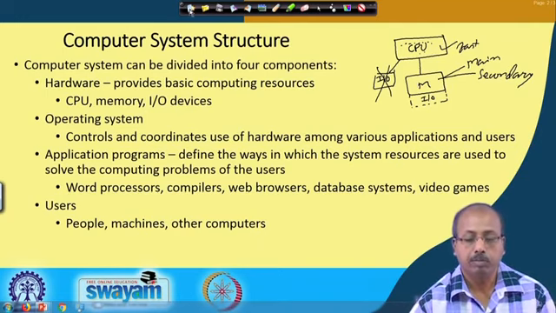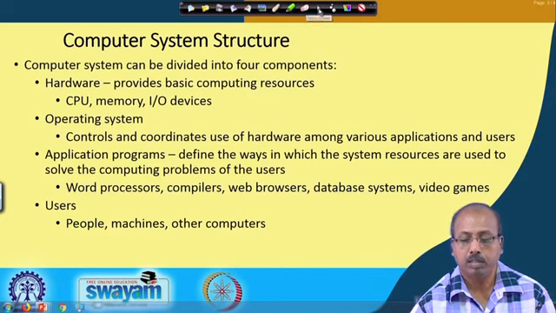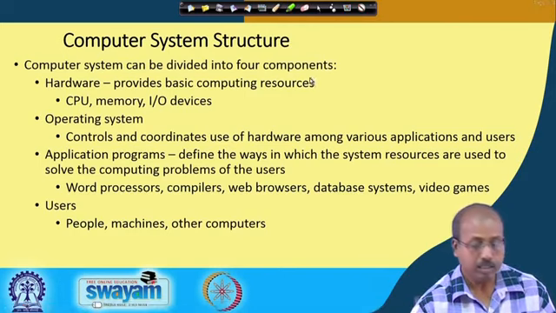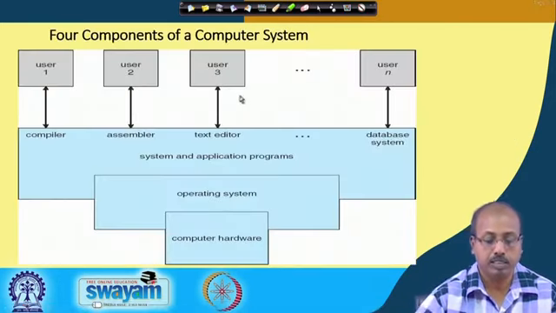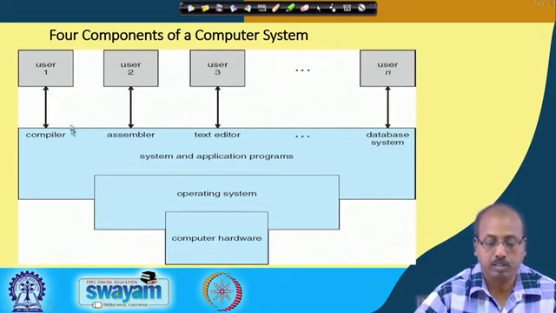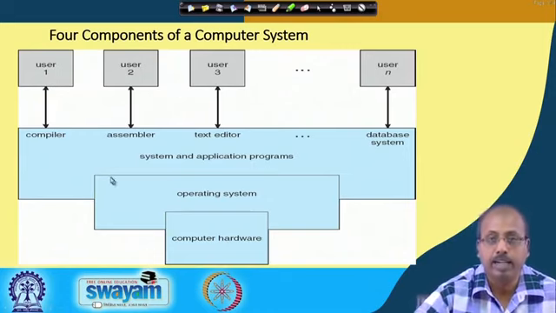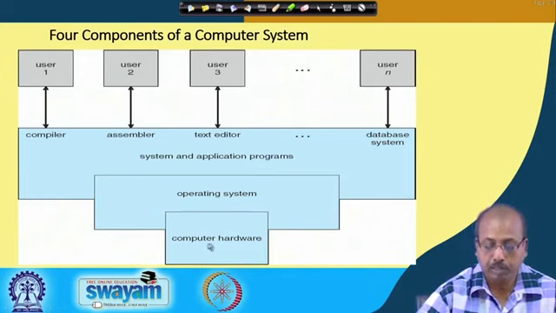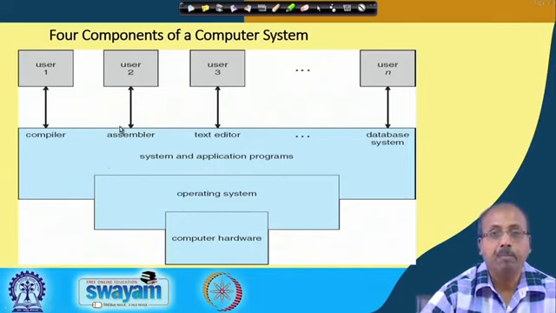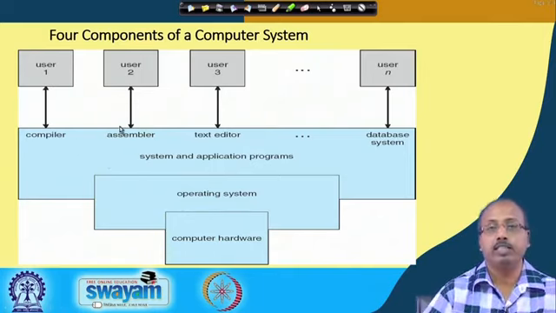Now, if you look into it in a more detailed fashion, we can think of this computer system as consisting of this particular diagram. At the lowest level we have the computer hardware, on top of that the operating system, and on top of the operating system we have system and application programs. So, how many application programs can we have? There is no limit.